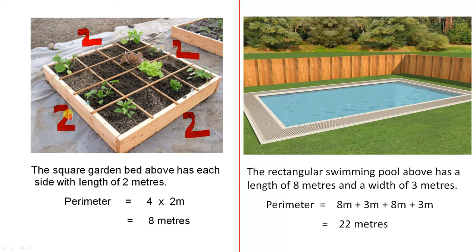2, 4, 6, 8. The rectangular swimming pool above has a length of 8 meters and a width of 3. So this is for the pool. There's an 8, a 3, another 8, and a 3. So the perimeter is 8 plus 3 plus 8 plus 3, and when we add those up, we get 22 meters for the distance around the pool.